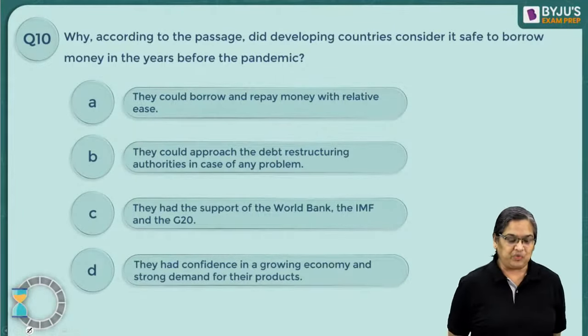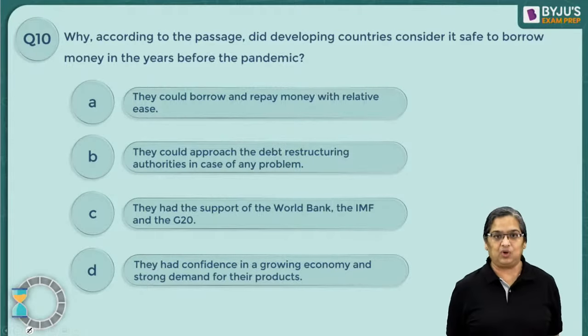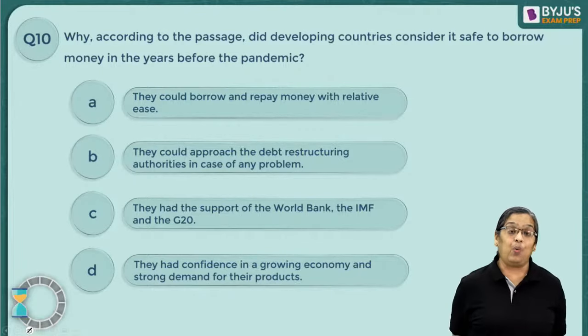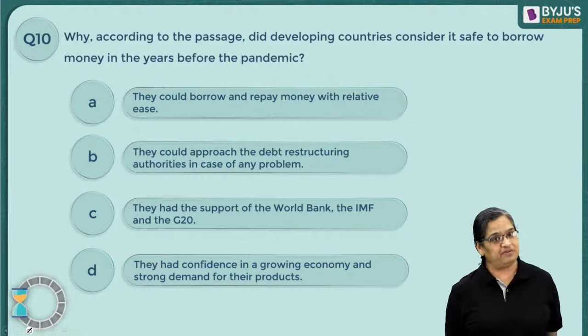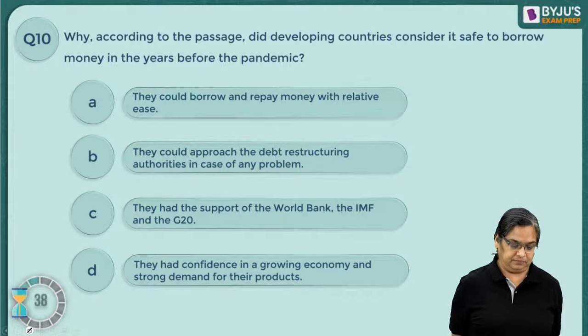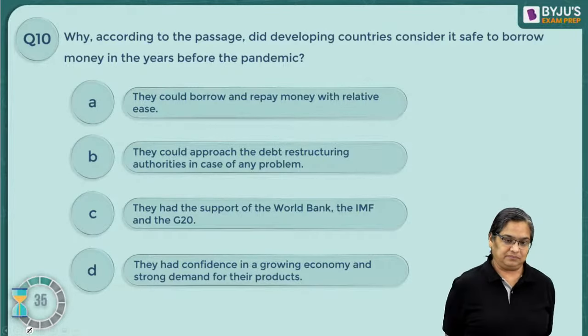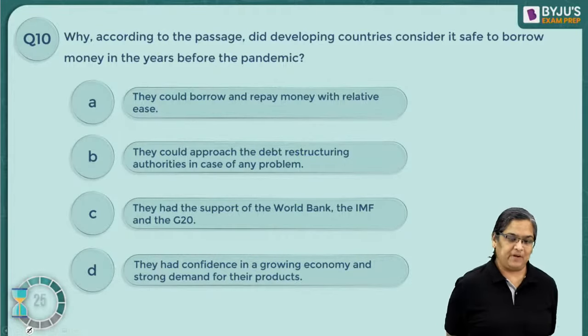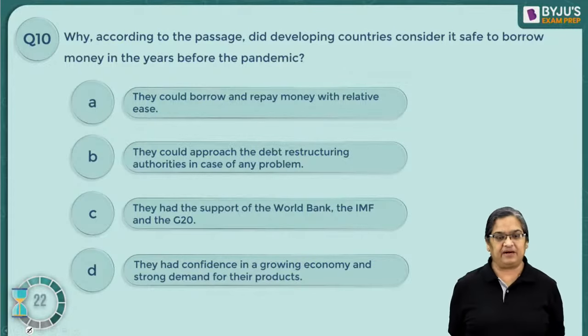All right, next question. Why, according to the passage, did developing countries consider it safe to borrow money in the years before the pandemic? So the whole cause of the debt crisis was the debt. Why did the countries borrow? Why did they consider it safe to borrow? We went through this point, so let's see if you can get the answer. Question 10. Why did the developing countries consider it safe?